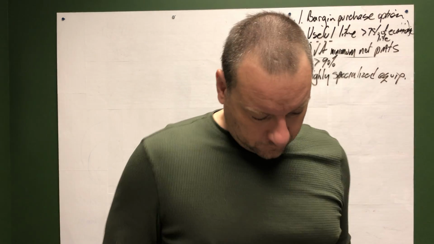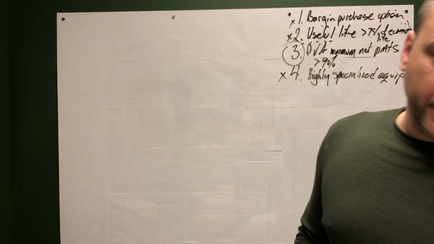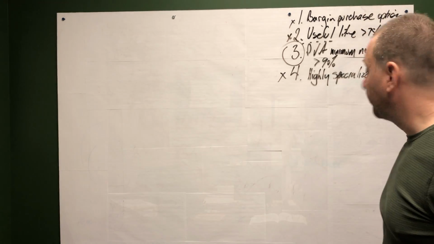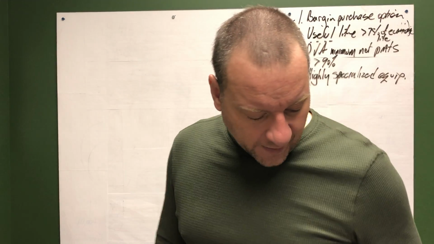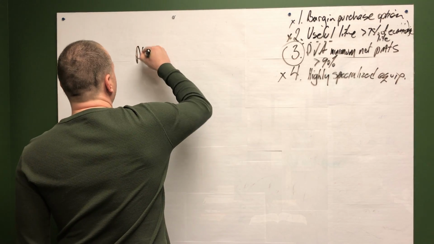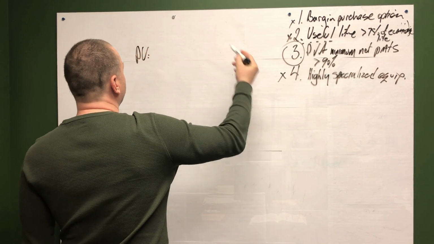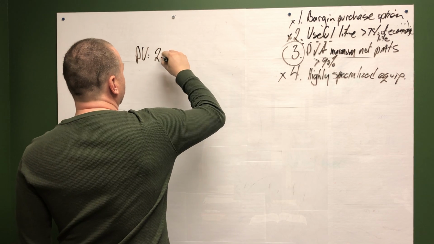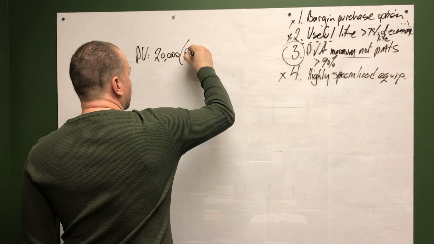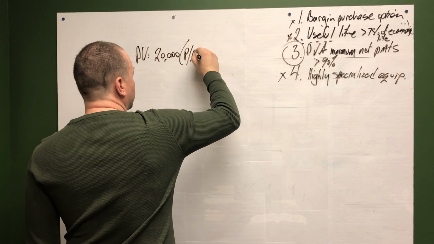Okay, so now we've got to figure out the present value of those lease payments. First of all, again, it's a present value of an annuity due. The first one is going to be our $20,000 payment, P over AD, annuity due.